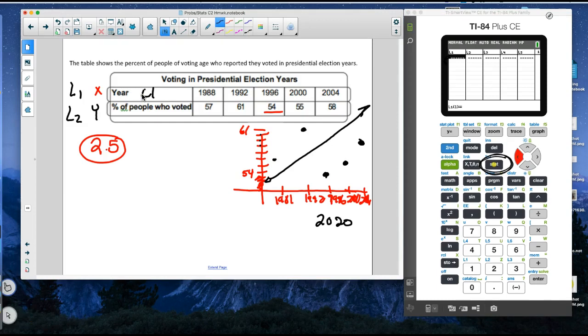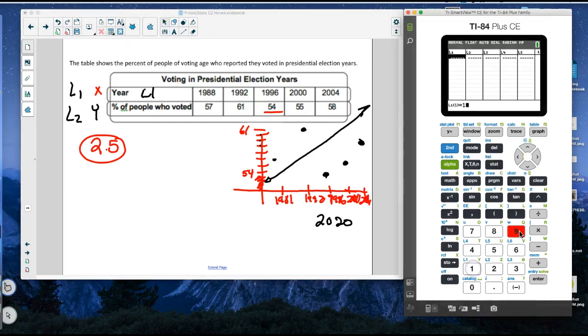Okay, that's the X list. And we do 1988, enter. And you really have to make sure you type them right. 1992, enter. The next one, 1996, so we're doing the presidential elections every 4 years, 2000, enter, and then 2004. All right, those are all the years.